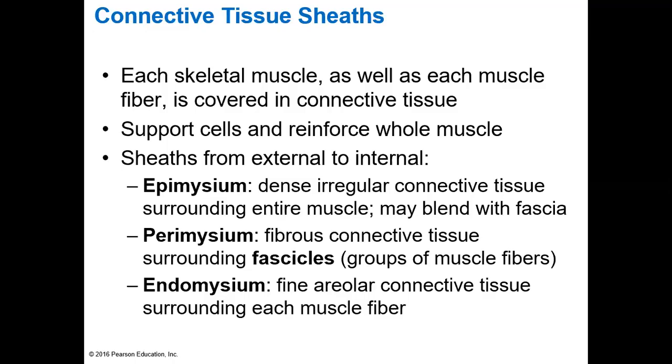But around the whole muscle, wrapped around the whole bicep, is the epimysium. So epi, you know, upon, mysium. It's dense, irregular connective tissue. We usually call it the fascia. It actually blends into the fascia.